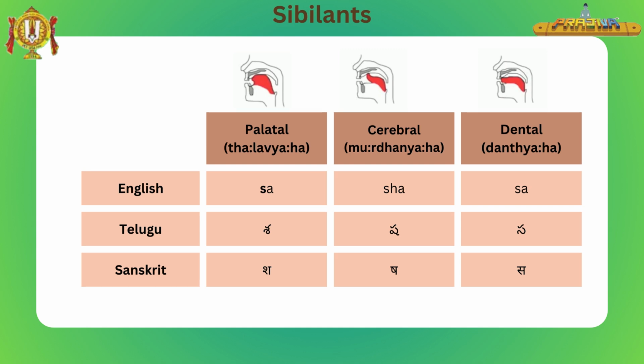The next are sibilants. I'll pronounce each letter and you can repeat after me. The first one in sibilants is a palatal sound: Sa. The next is a cerebral sound: Sha. And the last is a dental sound: Sa.